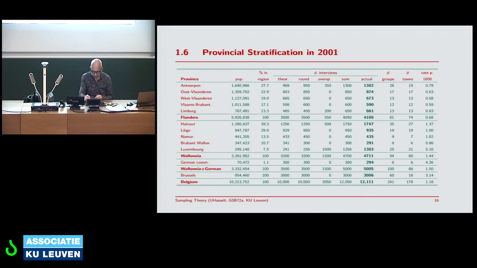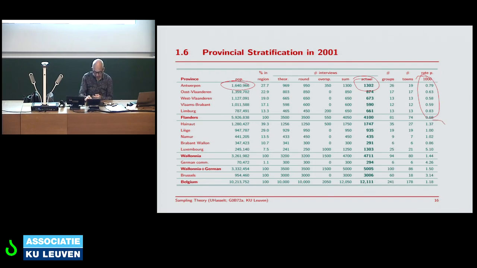Finally, we have the rate per 1,000, and how is that calculated? Well, you look at the number of interviews versus the population size. Well, 1302 out of 1,641,000, that is a rate of 0.79 per 1,000. The average rate for 10,000 interviews would be more or less 1. A little more because we have oversampling, but it tells us that in Flanders, everywhere I am under 1 because Flanders is undersampled relative to Brussels and Wallonia.